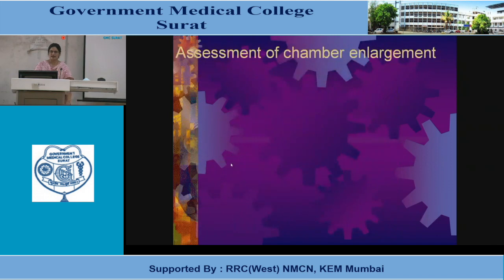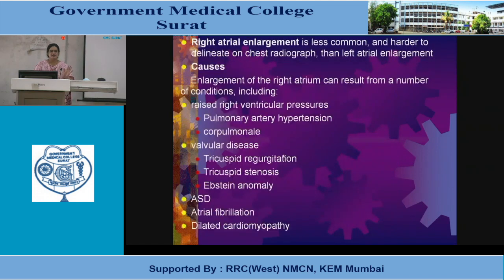Assessment of chamber enlargement. Right atrial enlargement is less common and harder to delineate on the chest radiograph than left atrial enlargement. Causes of right atrial enlargement include raised right ventricular pressures, pulmonary arterial hypertension, COPD, valvular diseases like TR, TS and Ebstein anomaly, ASD, atrial fibrillation, and dilated cardiomyopathy.